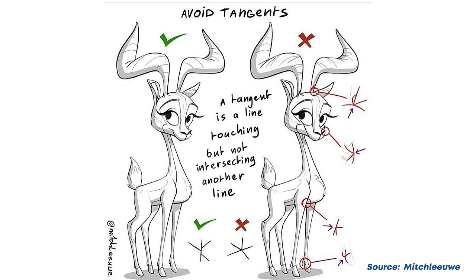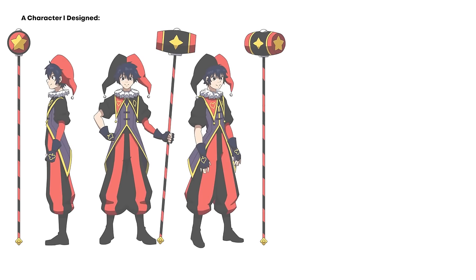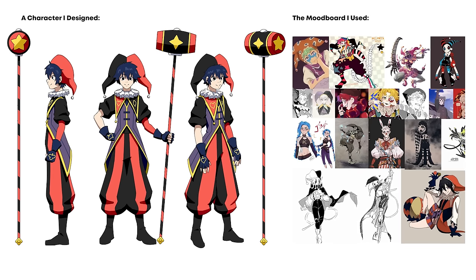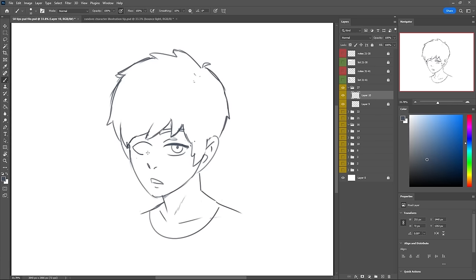Make sure to avoid tangents when doing line art. These are tangents. If you want to design something, like a character, make a mood board. This will help for inspiration and it can be used as reference. If you don't want to draw the other eye, hide it.